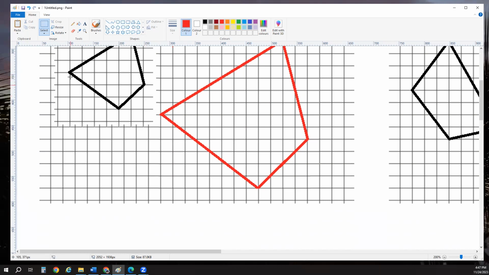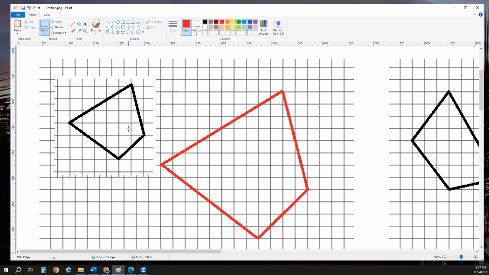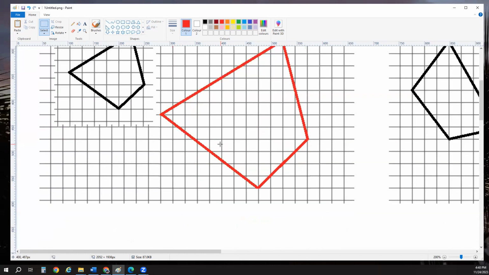This is a 4 over and 3 down, and this is 1, 2, 3, 4, 5, 6, 7, 8 over, and 1, 2, 3, 4, 5, 6 down. All right, so it looks like those ratios have all checked out.